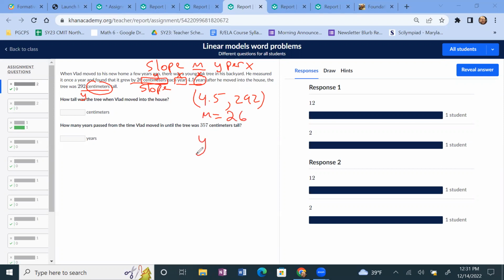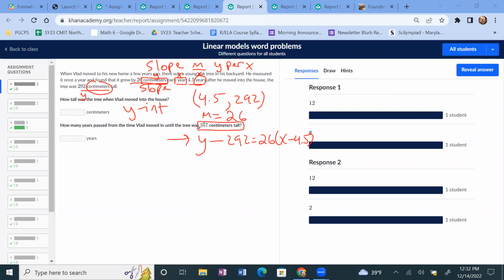So I'm just going to write y minus 292 equals 26 times x minus 4.5, because I can, in point-slope form. All right, so how tall was the tree when he moved into the house? That's the y-intercept. So I could just simplify this to slope-intercept form. How many years passed until the tree was that many centimeters tall?